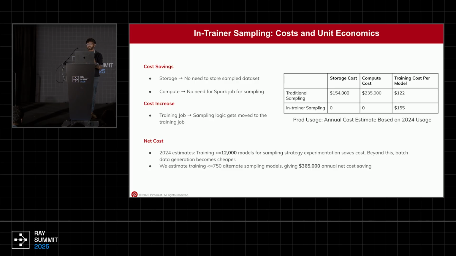Obviously, there will be a threshold at which, if we train more than X amount of models, in-trainer sampling will start being more expensive. But because we use this paradigm only for model training which varies the dataset, the number of such models we train is pretty small. So for us, it's less than 750 models trained with these alternative datasets, which ends up being a more than 350K per year cost saving.